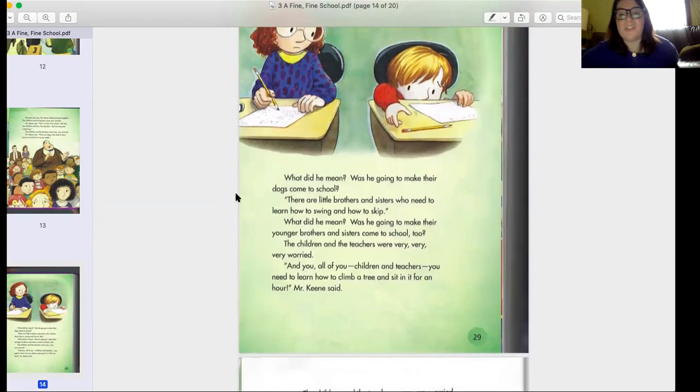"There are little brothers and sisters who need to learn how to swing and how to skip." What did he mean? Was he going to make their younger brothers and sisters come to school too?